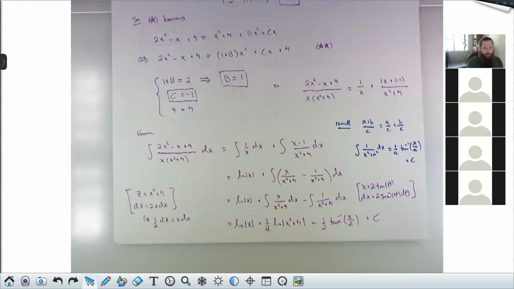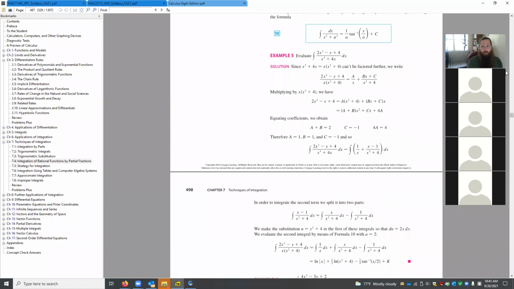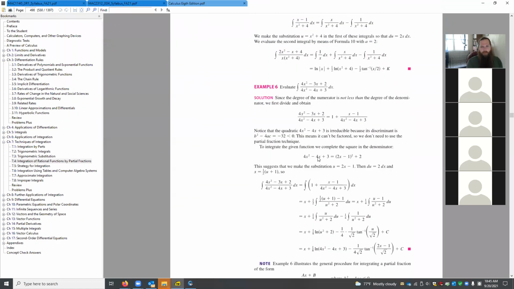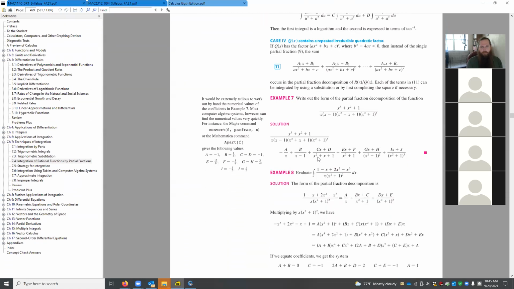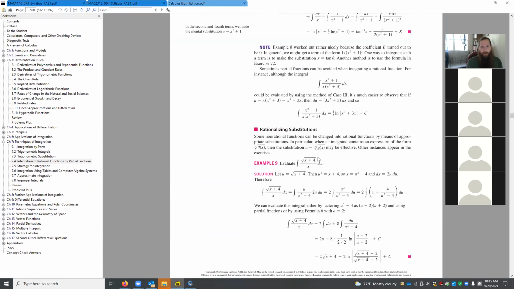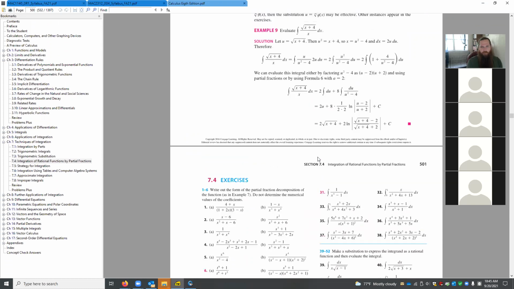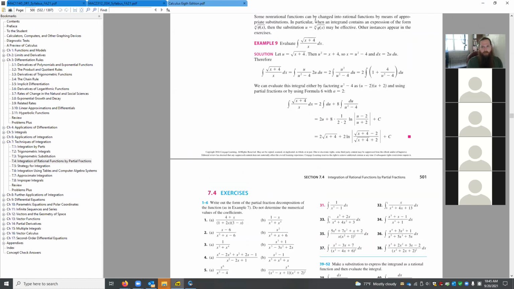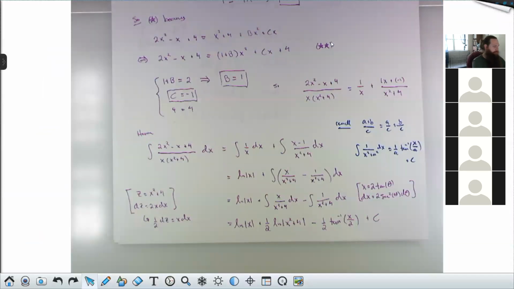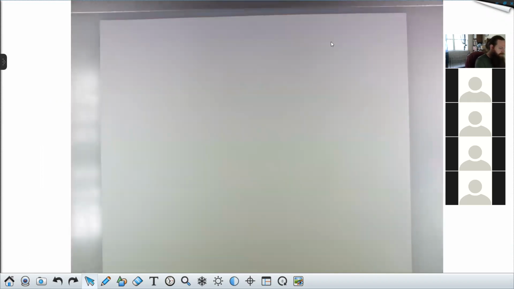I have one more thing I'd like to look at from the partial fractions section before we begin to move on. Some substitutions you can make. So every now and then, let's take a look at the square root of x plus 4 over x. Every now and then you'll have an integral of a function that is not a rational function, but you can make it into one by doing an appropriate substitution. And those are sometimes called rationalizing substitutions.